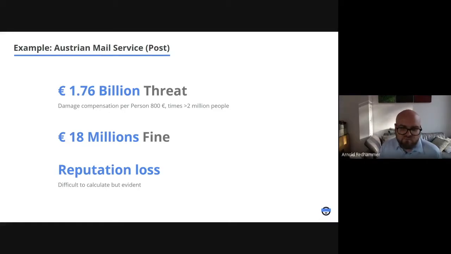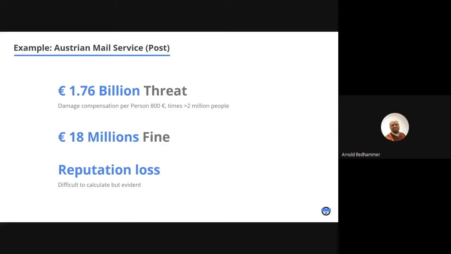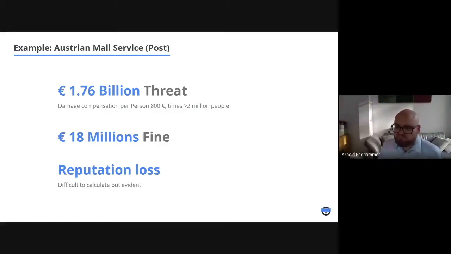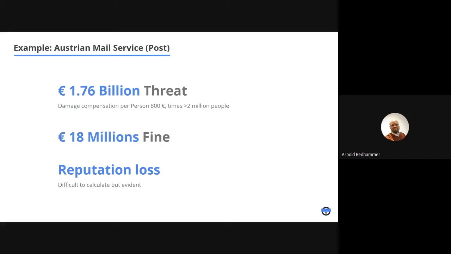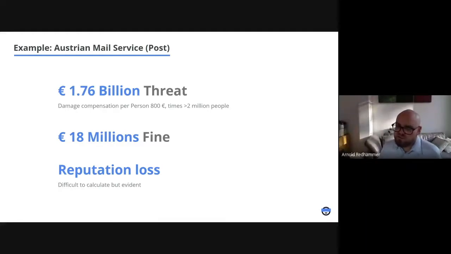So the GDPR fine from the authorities was 18 million at that time. And then there was speculation, and there was a decision at the court. They were saying he gets 800 euro for the violation of his data protection rights. And affected were more than 2 million people. If you do the simple math, you get up to like 1.76 billion euro, which is hanging there, and you don't know if you need to pay that or not.